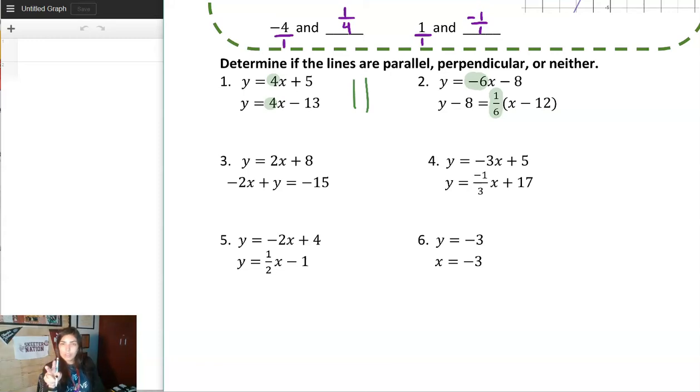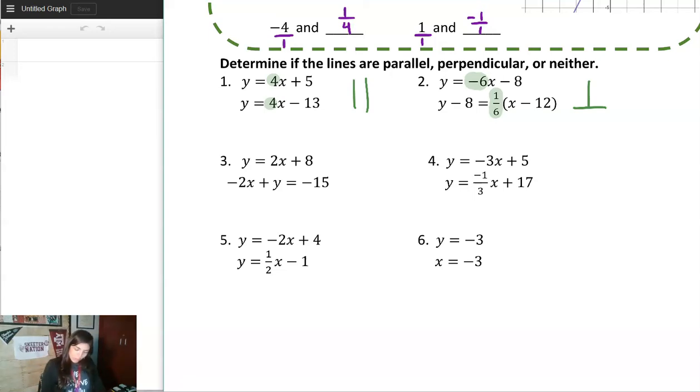So you look at these two slopes, -6 and 1/6. These two slopes are opposite reciprocals. They're flip and flip, which means that these are perpendicular. And that's the shorthand for perpendicular. So it looks like a perpendicular line. Parallel, perpendicular.